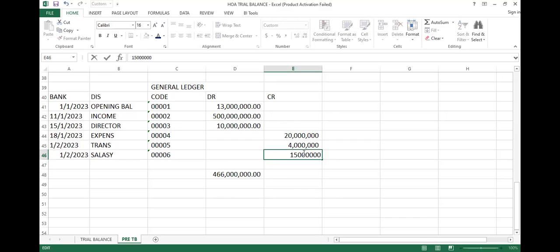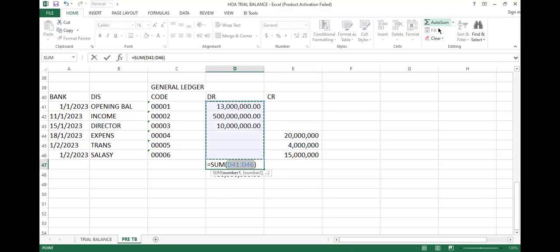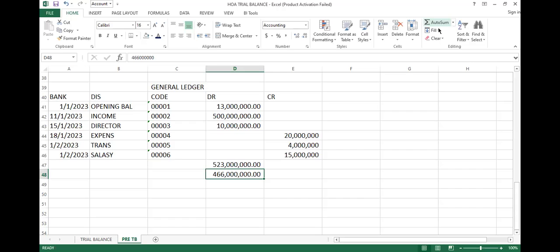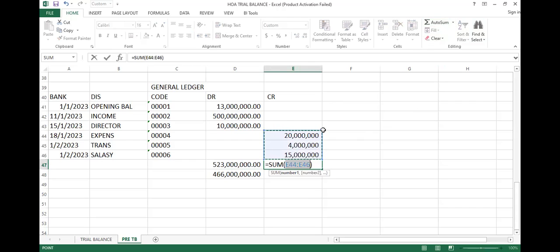If you look at it, you will see that opening, because bank is always debited, and every other income, any other inflow that comes, will also be debited. So you have the debit entries together. I will add this one together. I'm having 523 million. I will also have the credit side together. That is what we do for you.